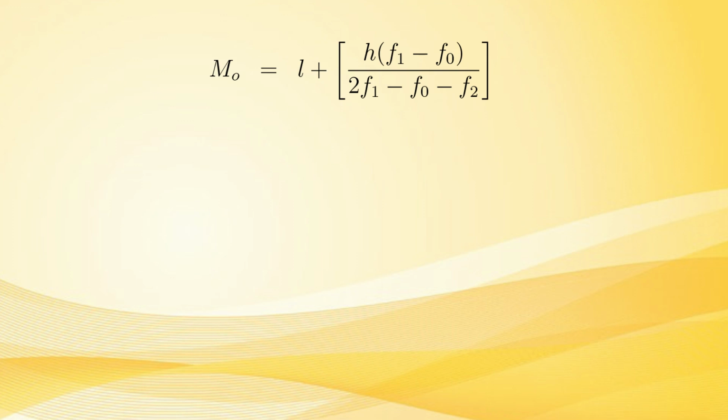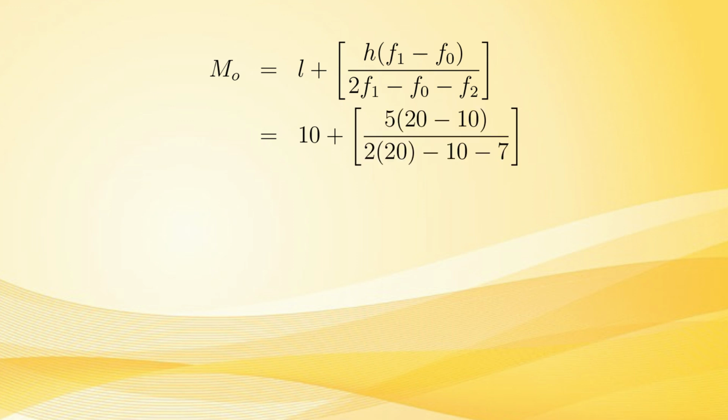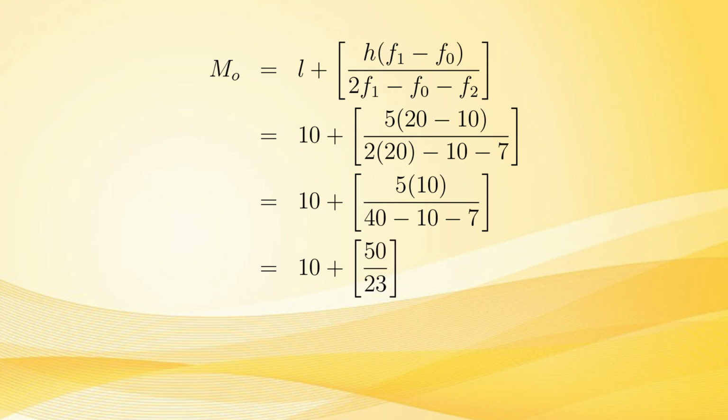Substituting these values in the formula, we have mode is equal to 10 plus 5 into 20 minus 10 divided by 2 into 20 minus 10 minus 7, which is equal to 10 plus 5 into 10 divided by 40 minus 10 minus 7, which is equal to 10 plus 50 divided by 23, which is equal to 10 plus 2.17, which is equal to 12.17. Hence, the mode of the given data is 12.17.